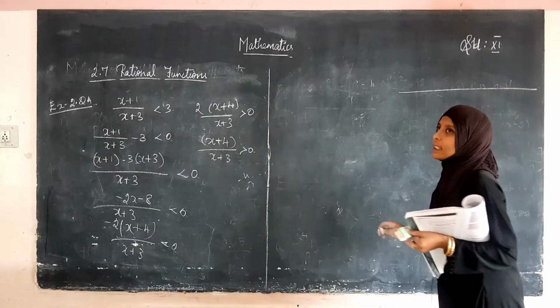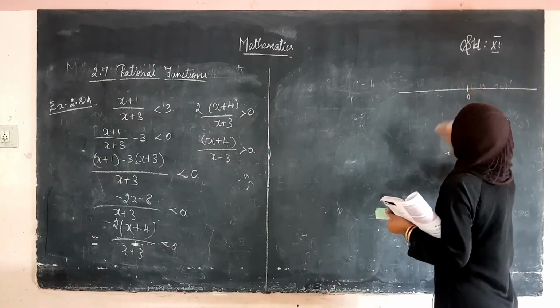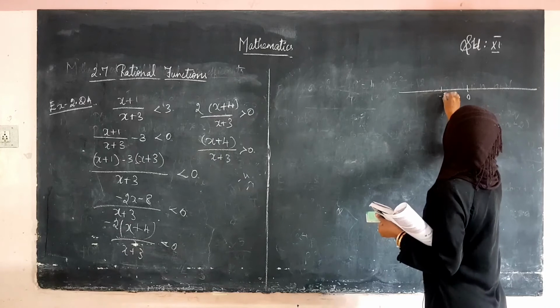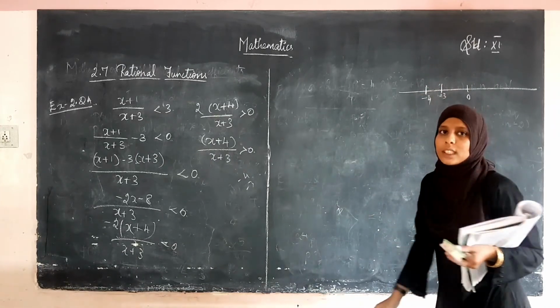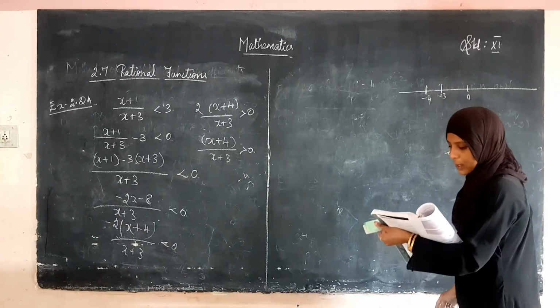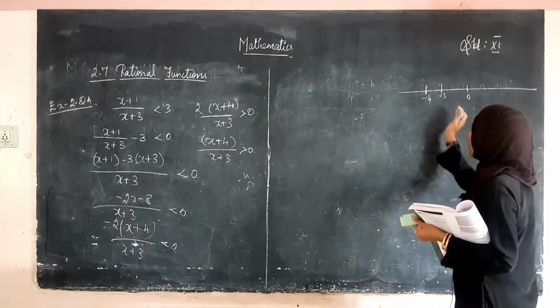So, first on the number line, this is 0. So, minus 3 comes here and minus 4 comes here. These are called the critical points. These are said to be the critical points, and both are negative.